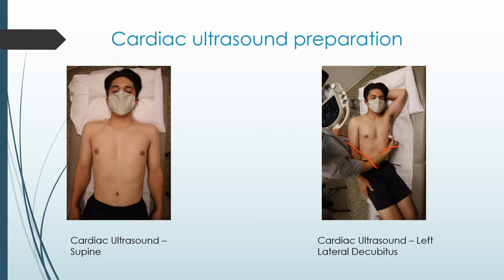So, how to prepare the patients for cardiac ultrasound? The patient should be supine with the head of the bed flat. If you are unable to visualize the heart in supine position, consider repositioning the patient into the left lateral decubitus. This will bring the heart away from the sternum and give you better sonographic access, as you can see in this picture.